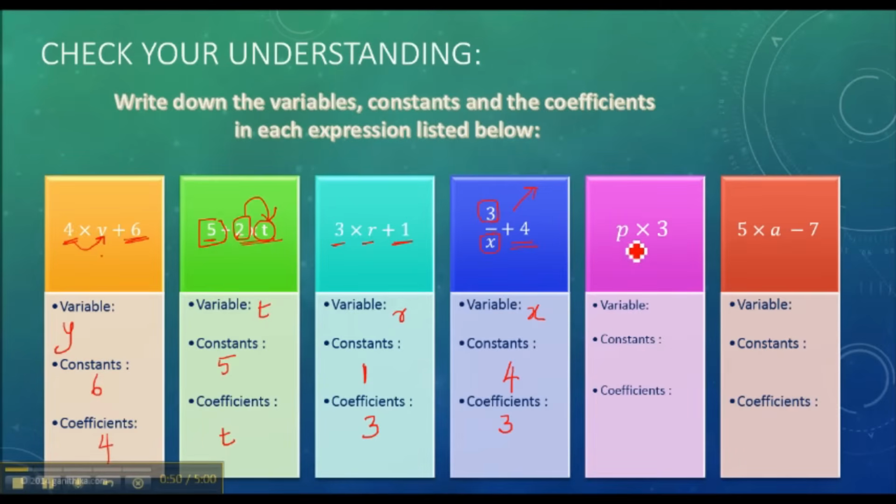And in this case, we can see that this is just 3 times p, which means that there are no extra chocolates, right? The variable is the unknown letter, and there is no constant. The constant is 0 because plus 0 is here, and the coefficient is 3. Good. The variable here is a. The constant is 7. No, the constant is minus 7 because there is a minus here.